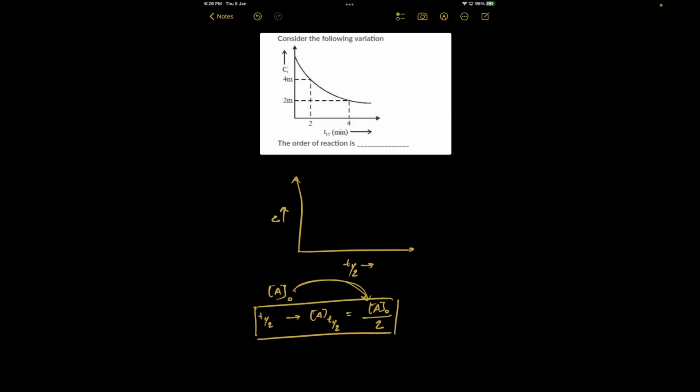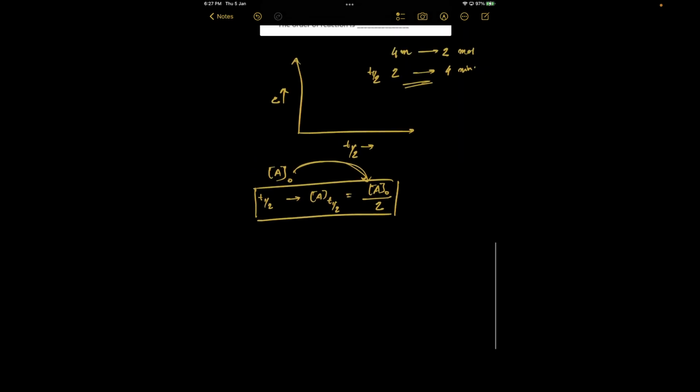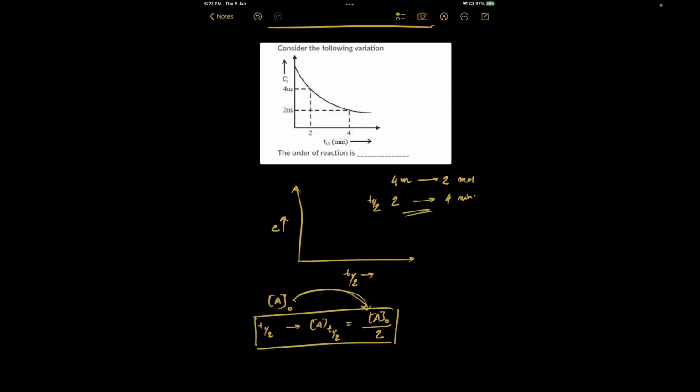So here the plot is given, and at concentration 4 molar, the half-life period is 2. If you decrease the concentration by half, that means from 4 to 2 molar concentration, the T half actually doubles, from 2 to 4. So you are decreasing concentration from 4 molar to 2 molar, then your T half gets doubled from 2 to 4 minutes, right? So we have to find out from this plot the order of the reaction. So what do you think it will be? Anyone?